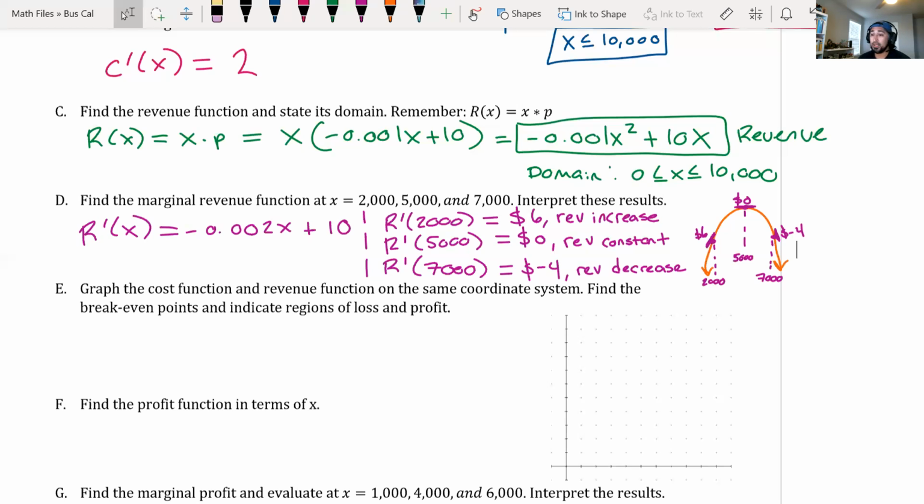Okay. E, graph the cost function, revenue function on the same coordinate system. Find the break-even points and indicate regions of loss and profit. Okay. So we want to graph this function, and our domain for this function has been the same from 0 to 10,000. So I'm going to go ahead and label the x-axis from 0 to 10,000, and I'll probably just do it by tens.